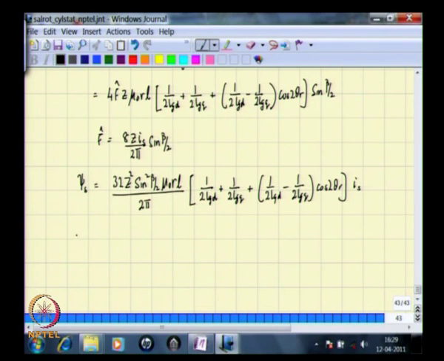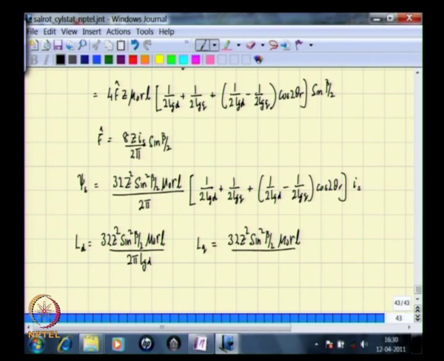Now we will define an inductance term Ld as 32 z square sin square beta by 2 into mu naught r l by 2 pi into L g d, and another inductance term Lq as 32 z square sin square beta by 2 mu naught r l by 2 pi into L g q.